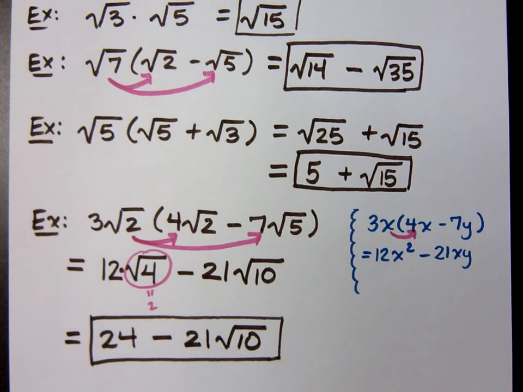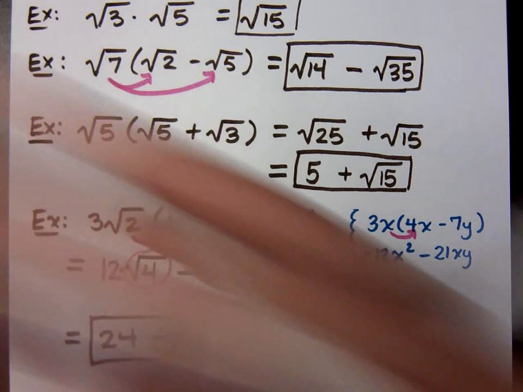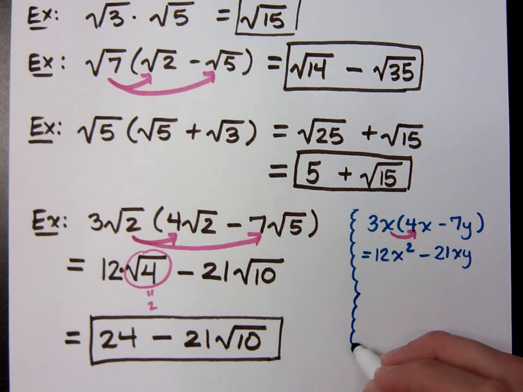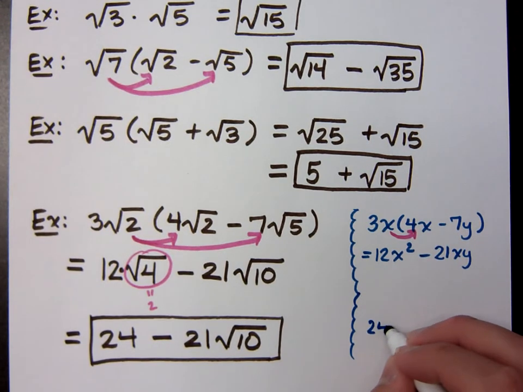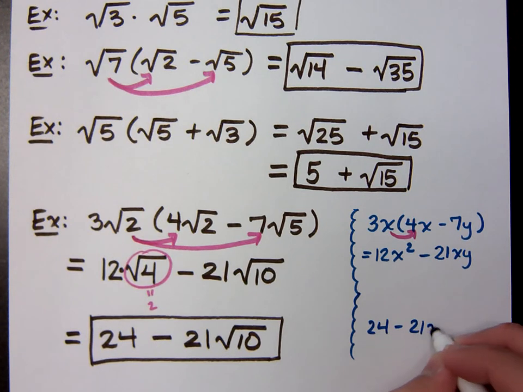If you don't believe me, what if I wrote this? If I have 24 minus 21x, could you combine those guys? No, they're not like terms, just like these guys are not like terms. Questions about that?